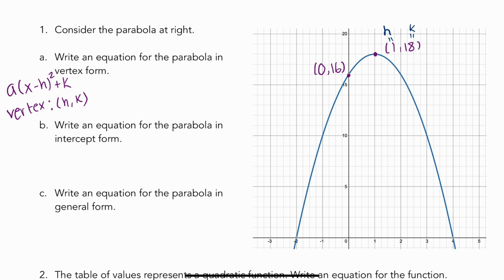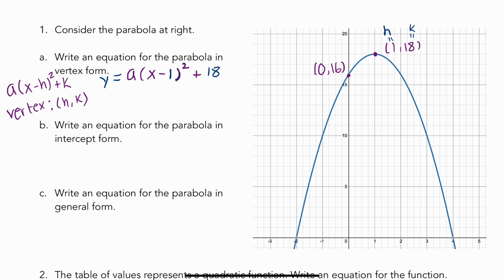So we can go ahead and start plugging those in. We have a(x minus 1) squared plus our k, which is 18. Remember that because this is an equation, we have to set it equal to something. Our y is equal to this. Now we need to figure out what our a is.